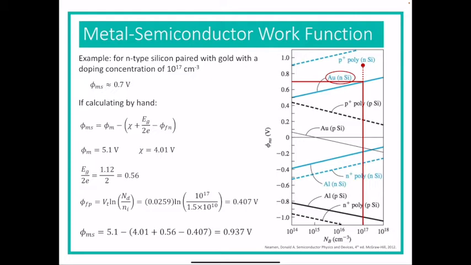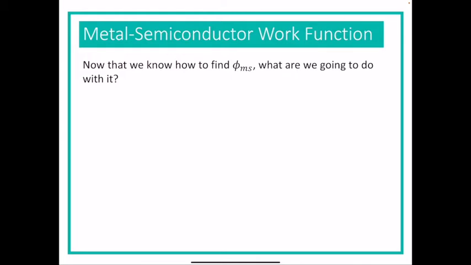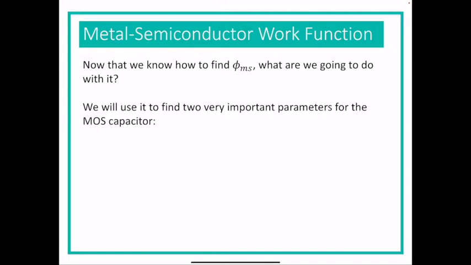But if you calculate it by hand, you are going to get a value that's more than what you actually should get. So the good news is we can find the metal semiconductor work function. So we can actually find it. And what are we going to do with it? Well, this is what we're going to do with it. We need to know how to find two different parameters for the MOS capacitor. One of them is known as the flat band voltage, and the other is known as the threshold voltage.